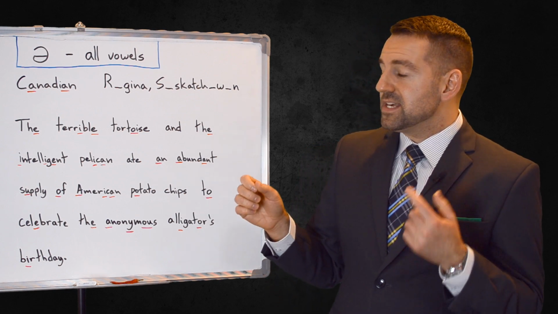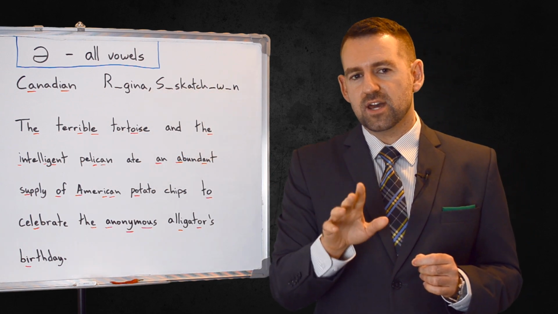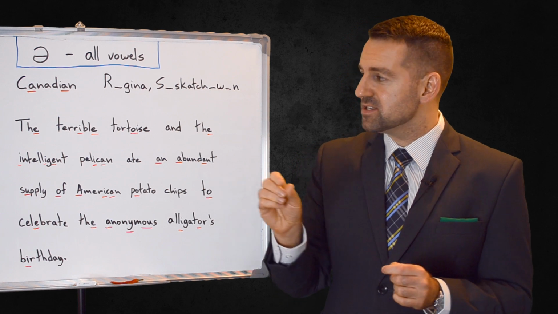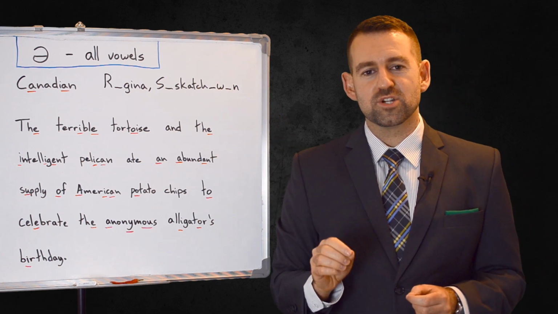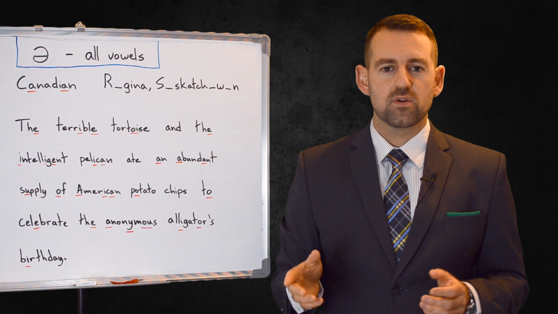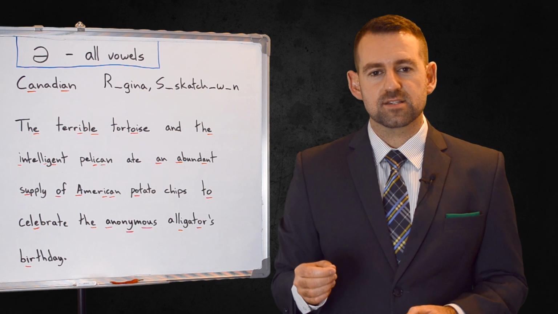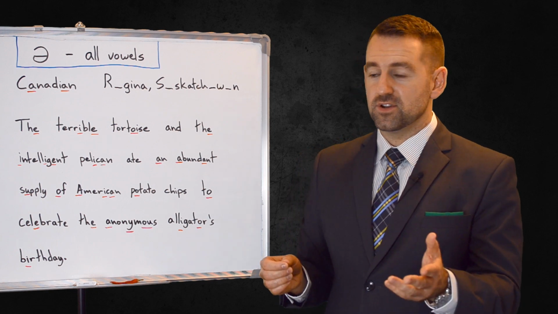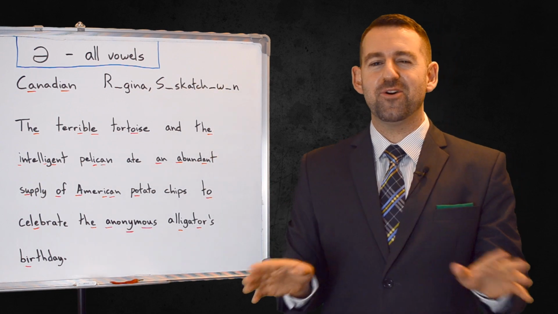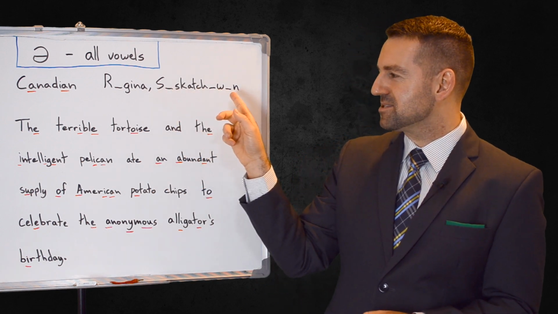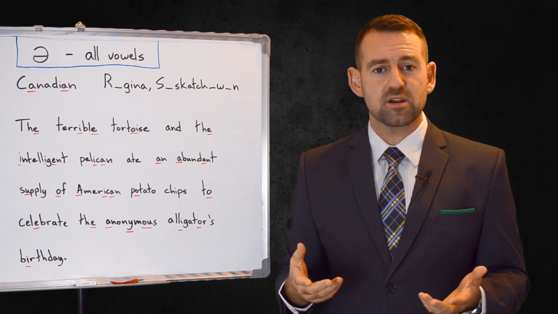So I want you to listen to me pronouncing these words, and I want you to tell me which letters, which vowels go here, here, here, and here. Okay? Regina, Saskatchewan. Regina, Saskatchewan. Do you know which letters go here? You don't. You have no idea which letters fill in the blanks. Because I would have no idea, and I'm a native English speaker.